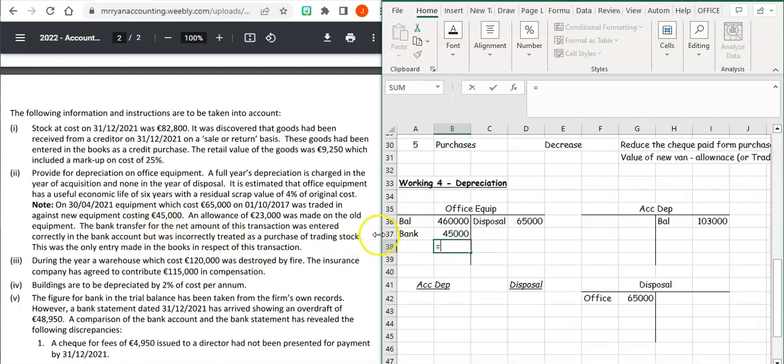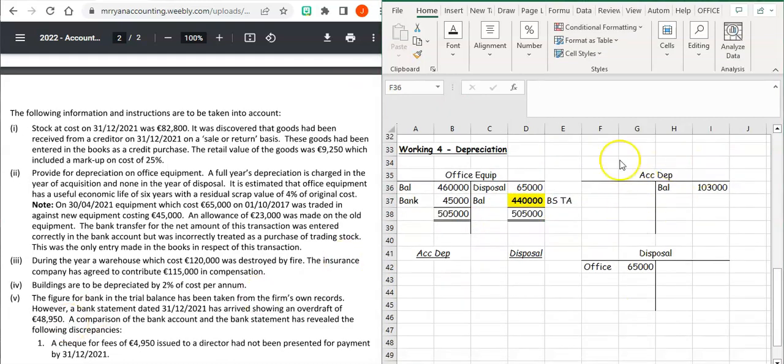And then we're going to find out what our balance is. And that's going to go into your profit and loss, into your balance sheet, in your tangible asset. So we've got 505,000 on the debit side. So you're going to take that 505,000, take away the 65,000, and that's going to give you a balance of 440,000. So that 440,000, that's the figure that's going to go into your balance sheet as a tangible asset.